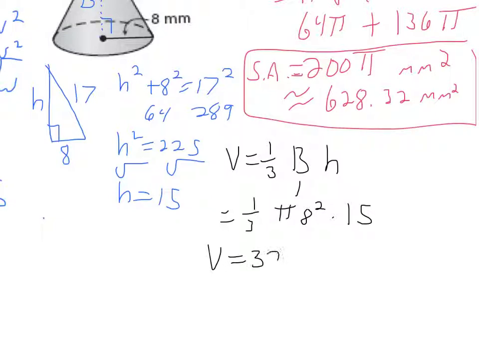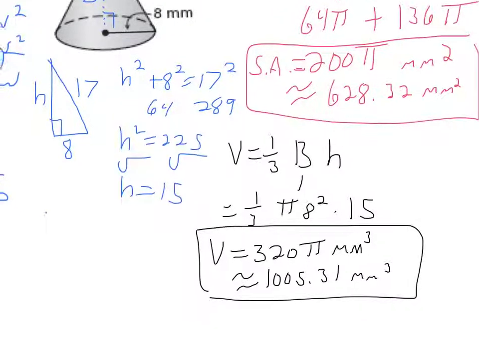So 320 pi cubic millimeters. And if you multiply that out, you get 1005.31 approximately. 1005.31 cubic millimeters.